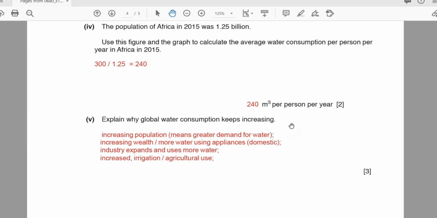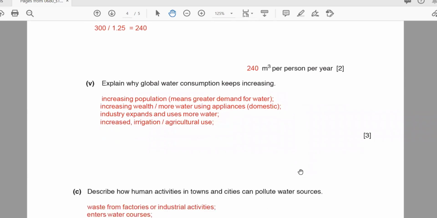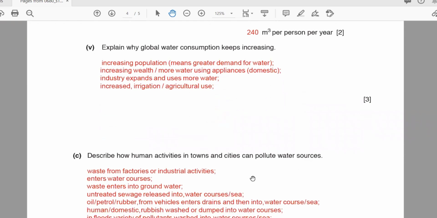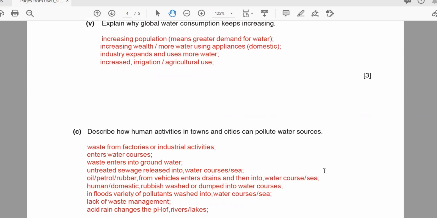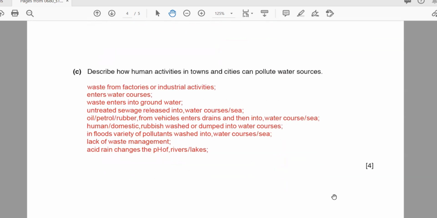Another reason is waste from factories and industries, which also comes into lakes and rivers. And because the activities are more, the traffic is more, there is more burning of fossil fuel, and if electricity is also produced, a lot of things there. Good. Waste from the factories, wastewater into the ground, untreated water to the sea, oil, petrol, rubber from vehicles, fossil fuels burning, lack of waste management, acid rain, all these. So there should be four reasons, because this is a 4-mark question. There should be four reasons when you are going to describe this one.